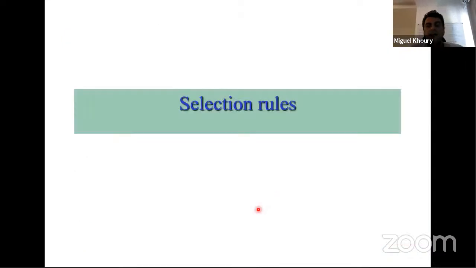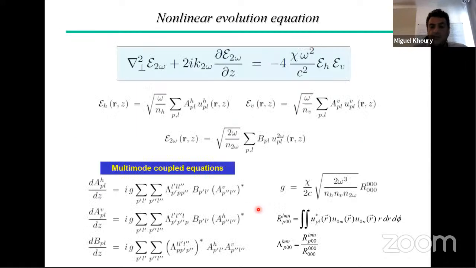And then we had to do some theory to understand what was going on. Okay, so then we start to talk about these selection rules for this parametric process with OAMs. So then I'll try to be as brief as I can. So this is the paraxial and nonlinear equation, okay? This is the evolution of the second harmonic field, the equation here, the E2 omega is the amplitude of the second harmonic field. And those two are the input fields polarized at H and V polarizations, okay?